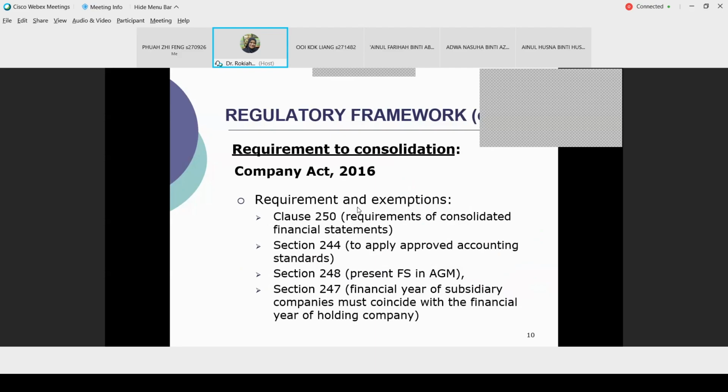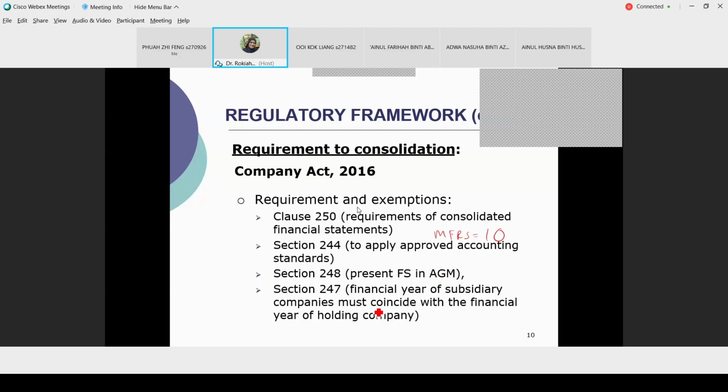Okay, the next one is about the sections in the Company Act. Section 250 relates to the requirement for the consolidated financial statement. Section 244, you need to apply approved accounting standards, which refers to MFRS, and we are using MFRS 10 for consolidation. Section 248, present the financial statement in the AGM. You should present this during the AGM.